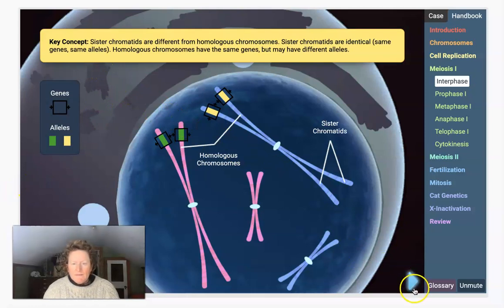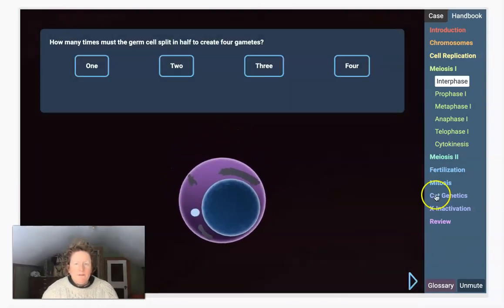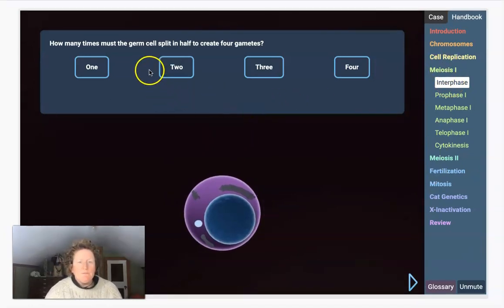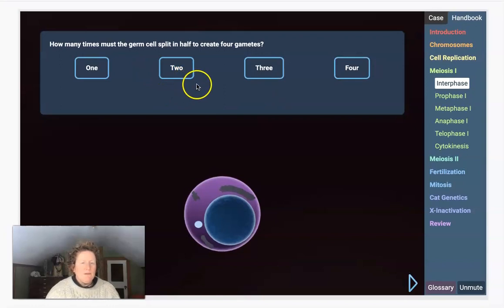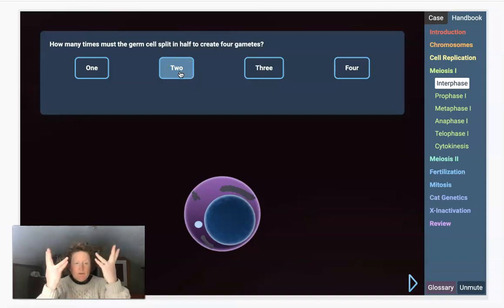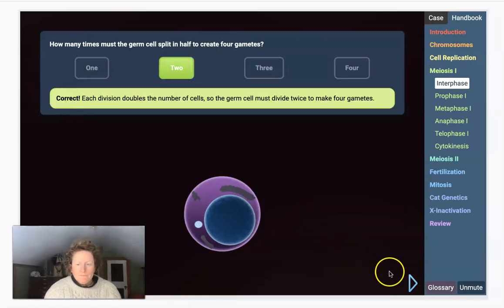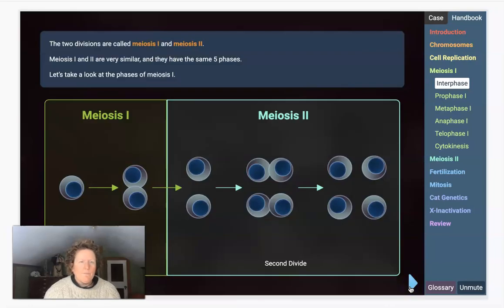So let's continue on in meiosis here. We're in interphase in the handbook under meiosis 1. How many times must the germ cell split in half to create 4 gametes? In this case, in meiosis, it has to be twice. There's 2 splits. The first split makes 2, and then that split makes 4. So the 2 divisions are called meiosis 1 and meiosis 2. That's 2 splits. Meiosis 1 and 2 are very similar. They have the same 5 phases.